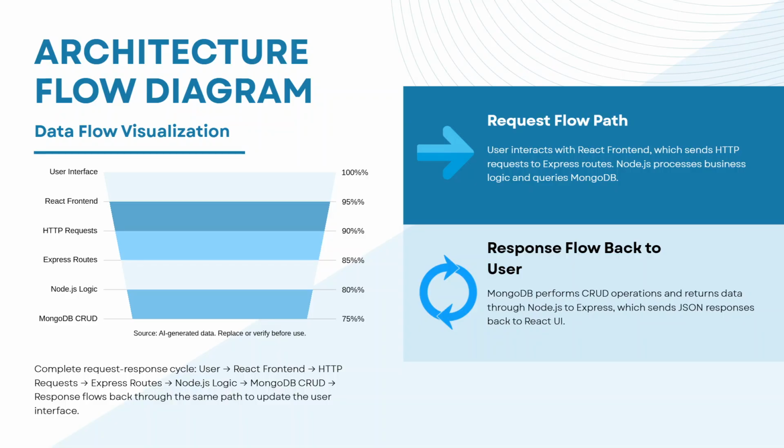The slide shows the data flow of the application. When a user interacts with the interface, such as clicking a button or placing an order, the request is sent from the React frontend to the backend using an HTTP request. The backend receives the request through Express routes and processes it using Node.js. Then the backend communicates with MongoDB to either store or retrieve data. After processing, the backend sends a response back to the frontend, and the UI updates accordingly.